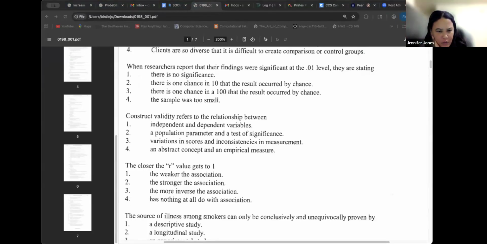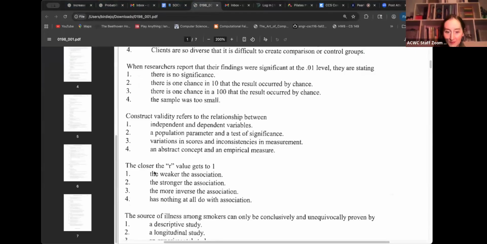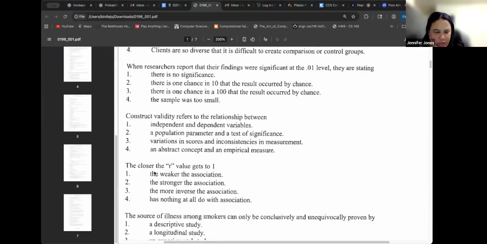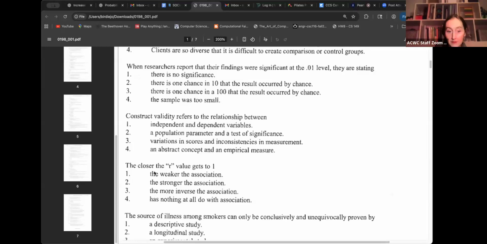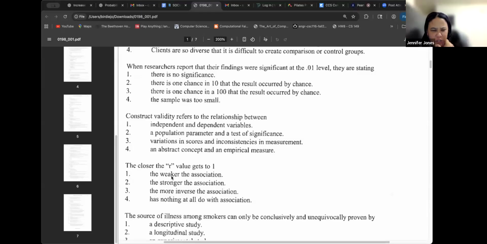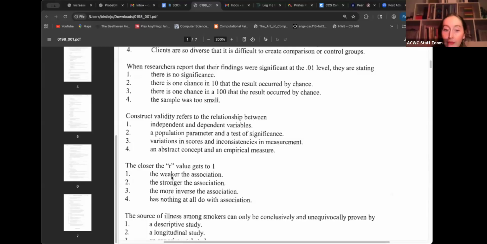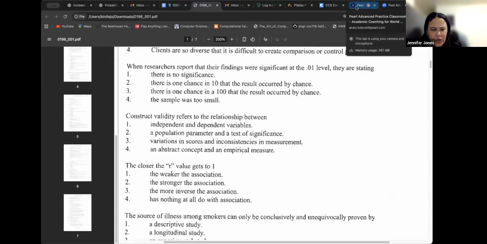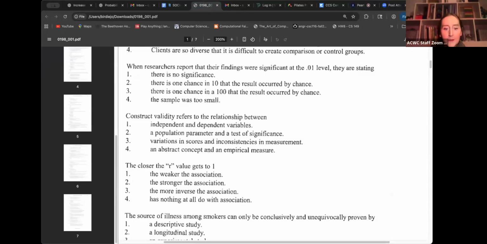The closer the R value is to 1, the weaker the association, the stronger the association, the more inverse the association, or has nothing at all to do with association. I'm gonna limit 3. 3, absolutely, yep.